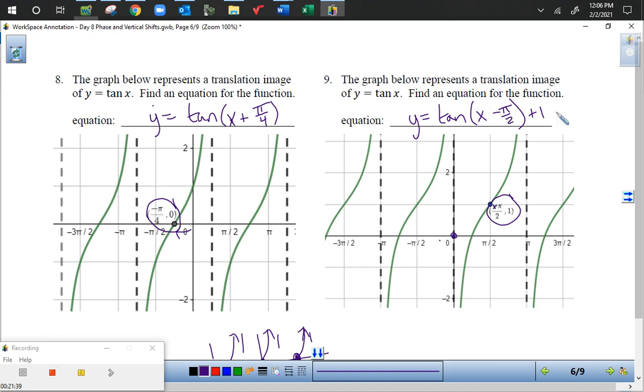Okay, so tangent looks bad, but actually, usually they label the point for us, and that makes our life a lot easier.